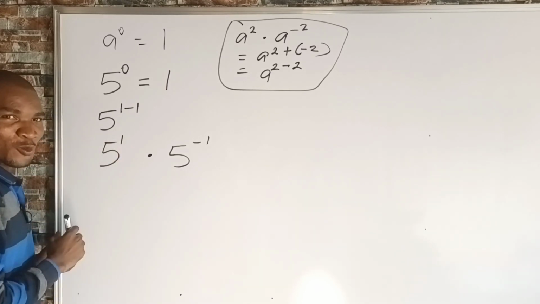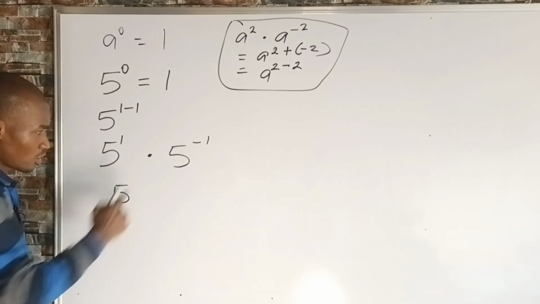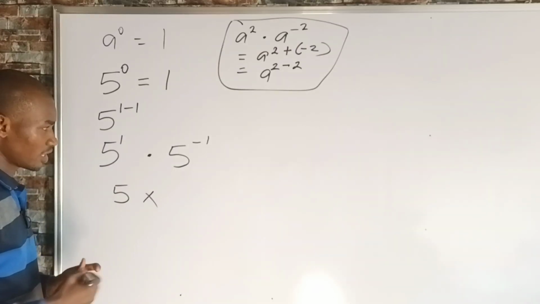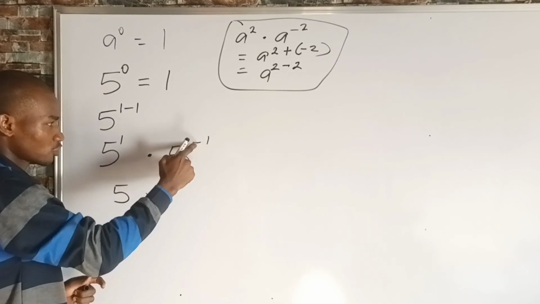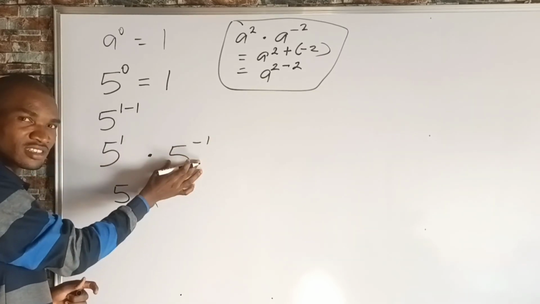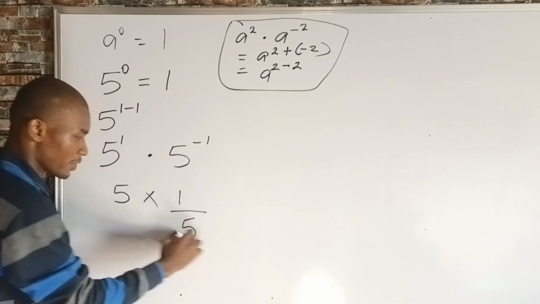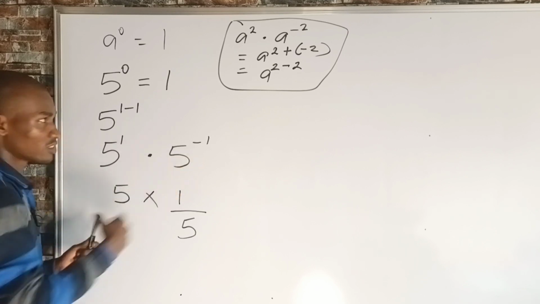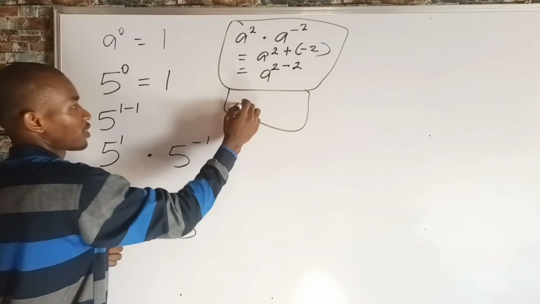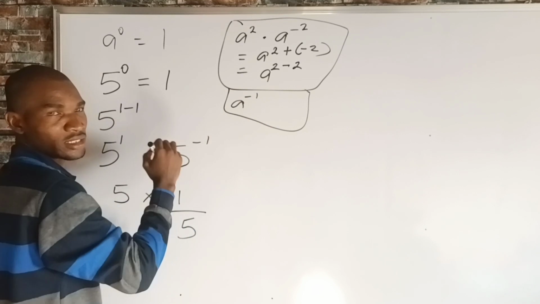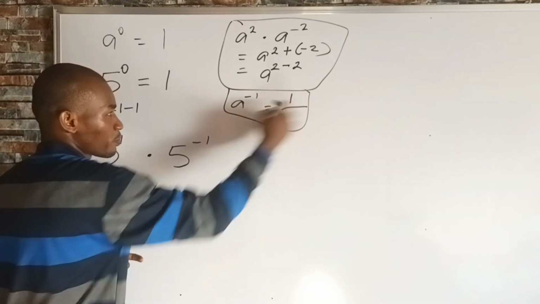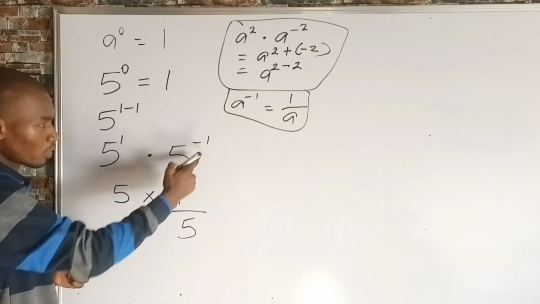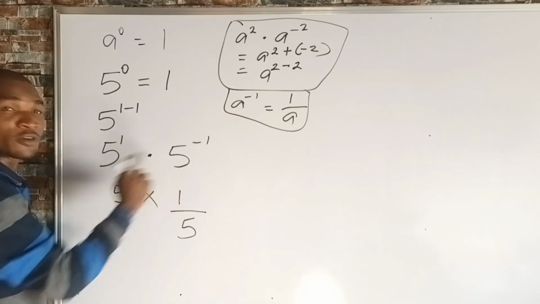Remember, 5 raised to the power of 1 is the same thing as 5, okay? Multiplied by, this is multiplication, dot product, okay? Then multiplied by 5 raised to the power of minus 1, which means the reciprocal of 5. That is the implication of this. Anytime you have a certain number, assuming A raised to the negative 1, it is the same thing as taking the reciprocal of A. So 5 raised to the power of negative 1 is just the reciprocal of 5.